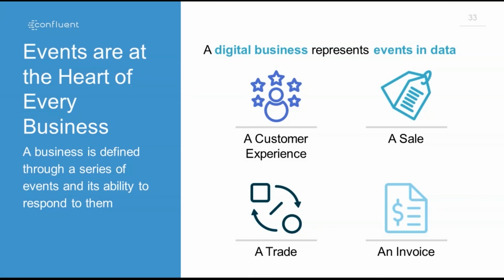At the very essence of what Confluent believes, and has been alluded to in some of the previous slides, is that events are at the heart of every business. A business is actually defined by the type of events that flow through their system, whether that's a sale or a trade or an invoice. The ability for a business to respond to these events in a way that's quicker and better than their competition is what's going to separate them from their competition.